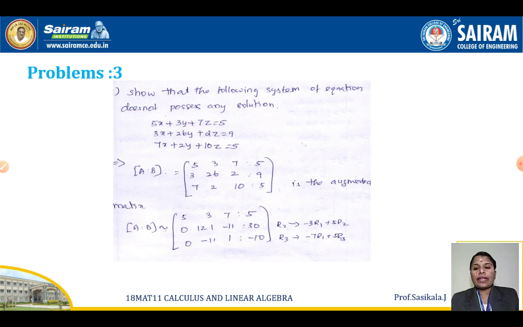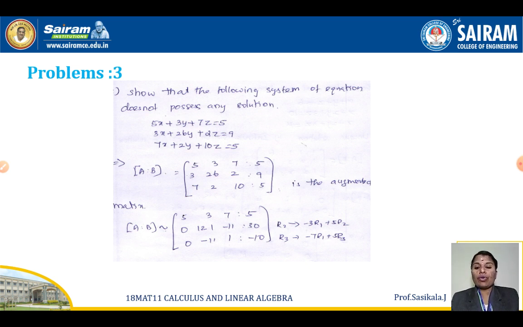Okay. So, one more example. Show that the following system of equations does not possess any solution. What does that mean? The question itself says you have to show that the system of equations does not possess any solution, meaning it should be inconsistent. Inconsistent means what condition should be satisfied? The rank of A should not be equal to the rank of AB, isn't it? So what you have to do: first write your augmented matrix, then find the rank, then compare whether the rank of A is not equal to the rank of A and B, right?